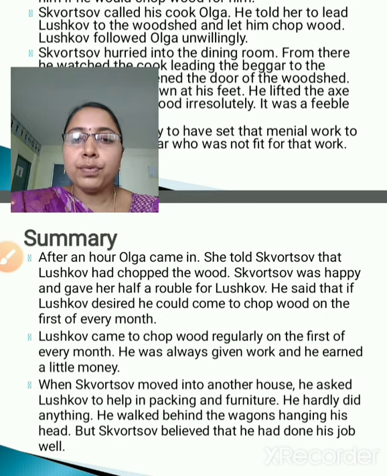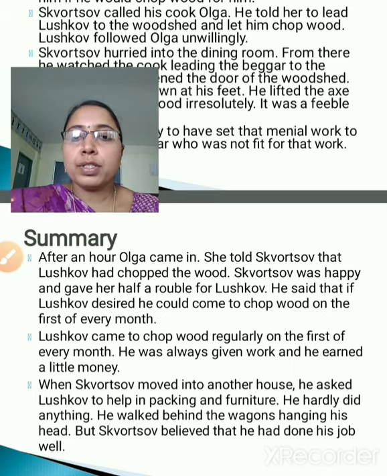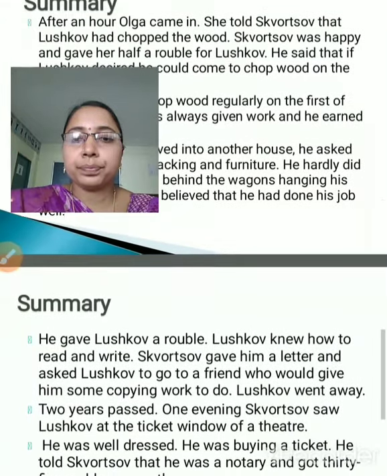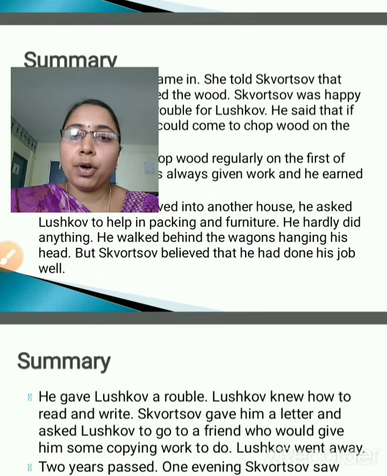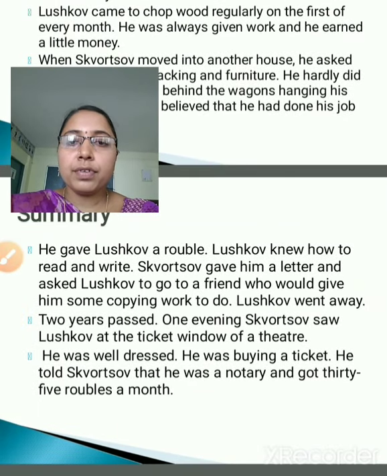When Skorstov moved into another house, he asked Lashkov to help in packing his furniture. He hardly did anything. He walked behind the wagons, hanging his head, but Skorstov believed that he had done his job well. Now Skorstov is moving to another place and is packing his furniture, and he tells the beggar to help him, but here the beggar is still unwilling to do any help. But later on, the lawyer believed that he had done his job well. Now he gave Lashkov a ruble.